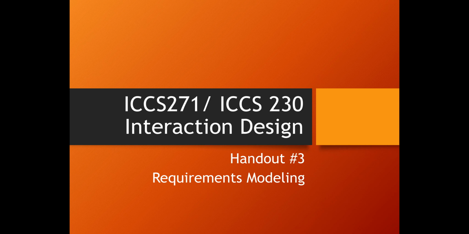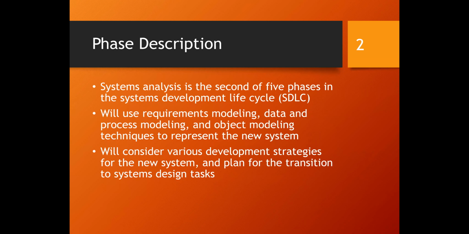For requirements modeling, right now we are at the step of system analysis. This phase, system analysis, is the second of five phases in the system development lifecycle or SDLC. This phase will use requirements modeling, data and process modeling, and object modeling techniques to represent the new system. You cannot use just narrative ways to explain the system; to let the users understand how the new system looks, you need to use these kinds of tools to help. Also in this phase, we will consider various development strategies for the new system.